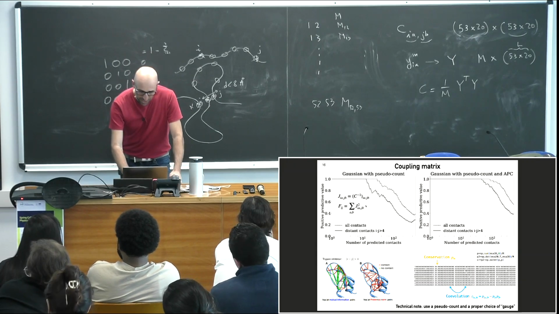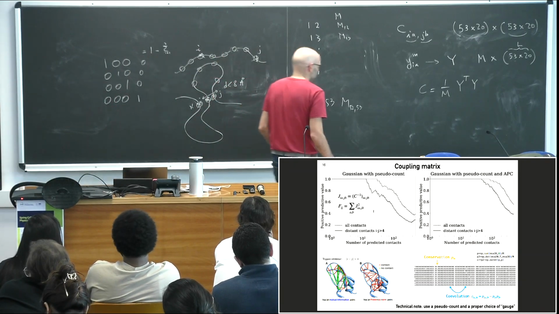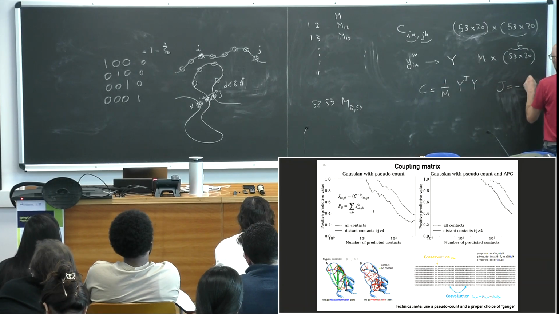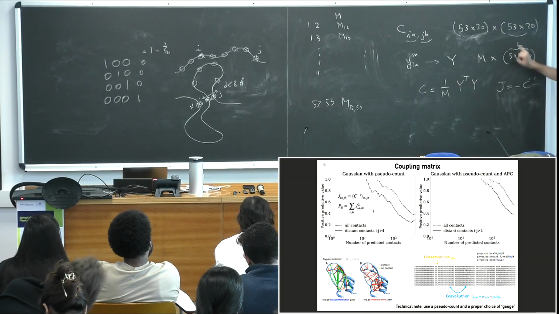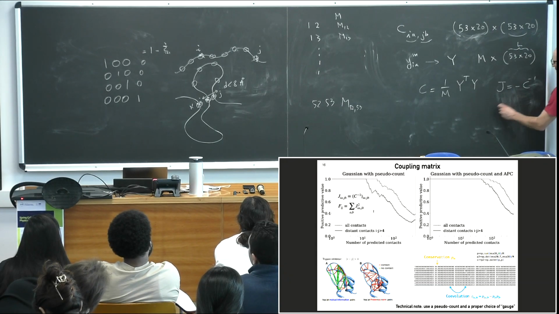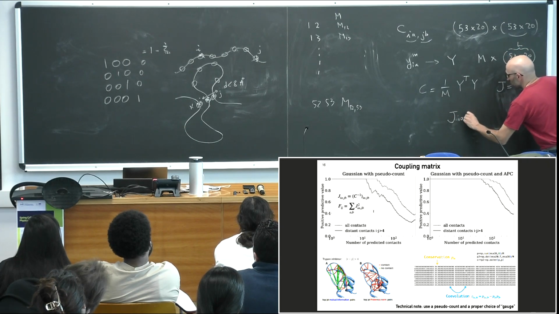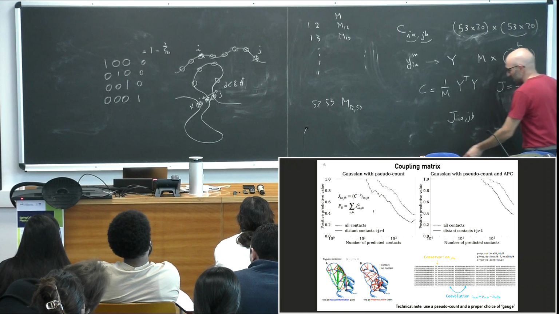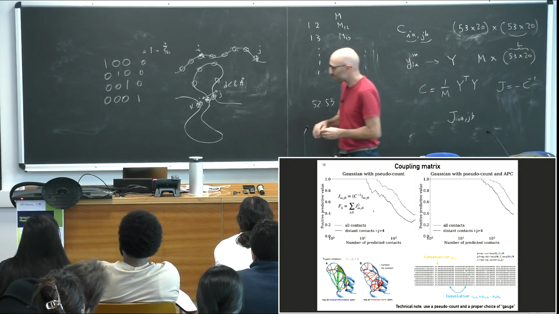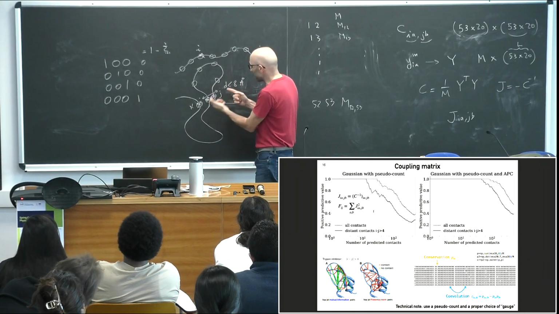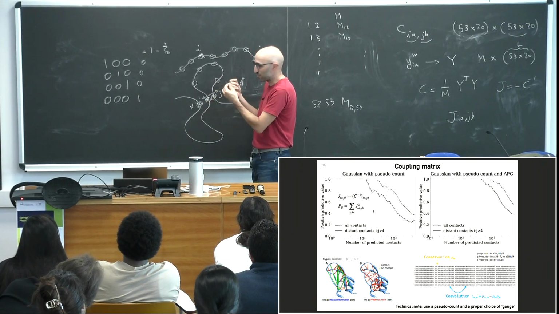So you can invert the matrix and you get J is minus C2 minus 1. And so J is a matrix of size L by L, so 53 times 20 times 53 times 20. So it's going to be a matrix J_iaJb. And again, we are not interested in the coupling for each amino acid pair, but we're interested in a coupling between pairs of sites.